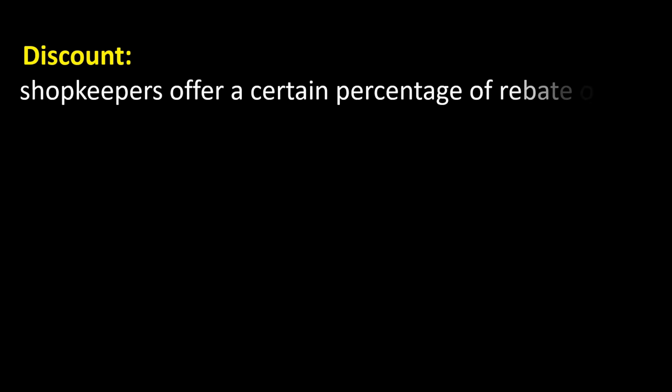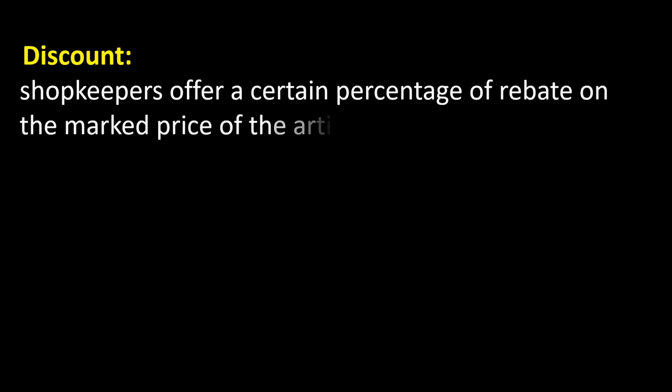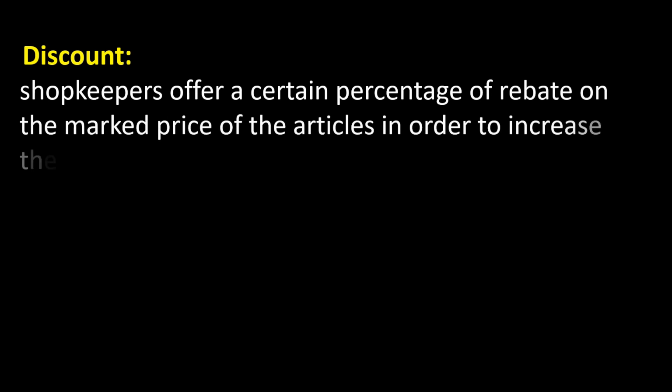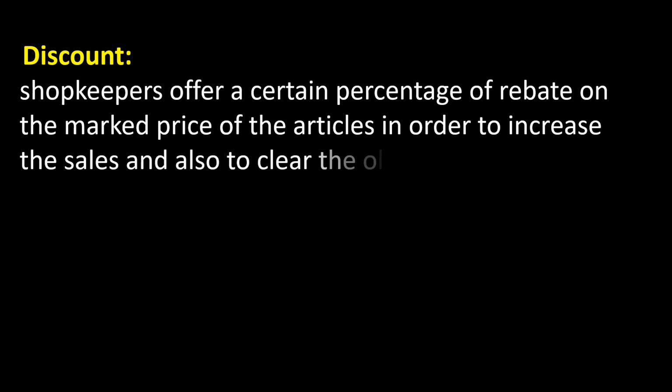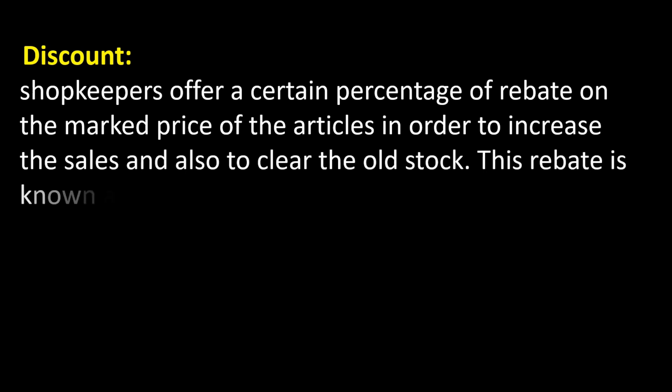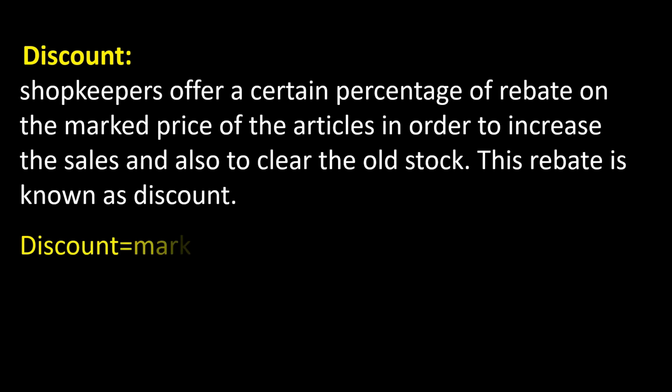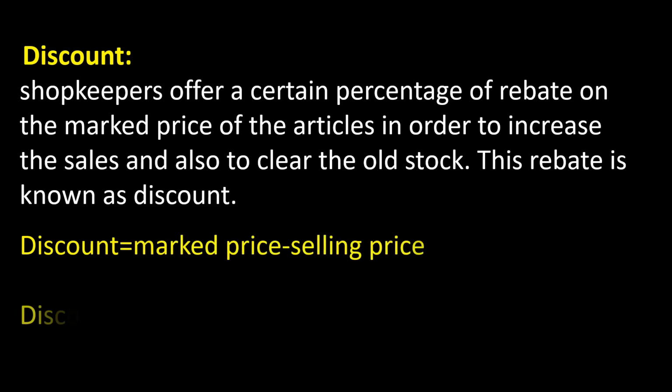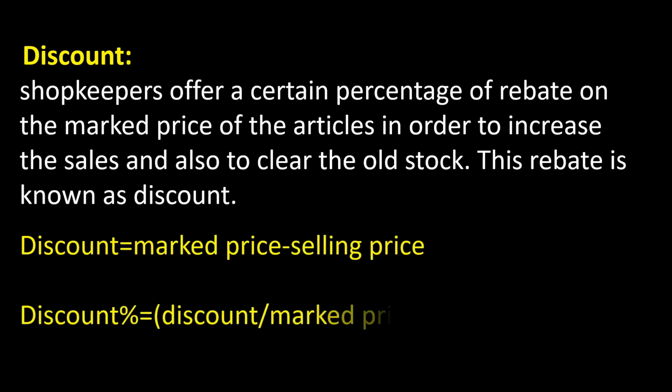Next we can learn what is discount. Discount means rebate, that is reduction of a price during a sale. Usually shopkeepers provide the discount in order to clear the old stock. So discount is equal to market price minus selling price, and its percentage is discount by mark price into 100.